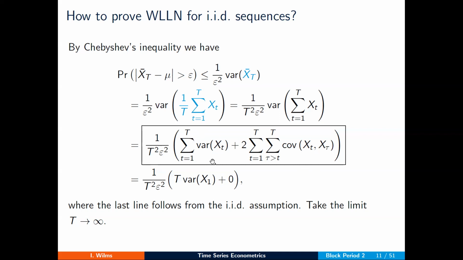Now, they are also all equal since the random variables are identically distributed. So I can just simplify this term by T times the variance of the first, let's say. And then finally, if we let T go to infinity, the desired result follows immediately from this line.